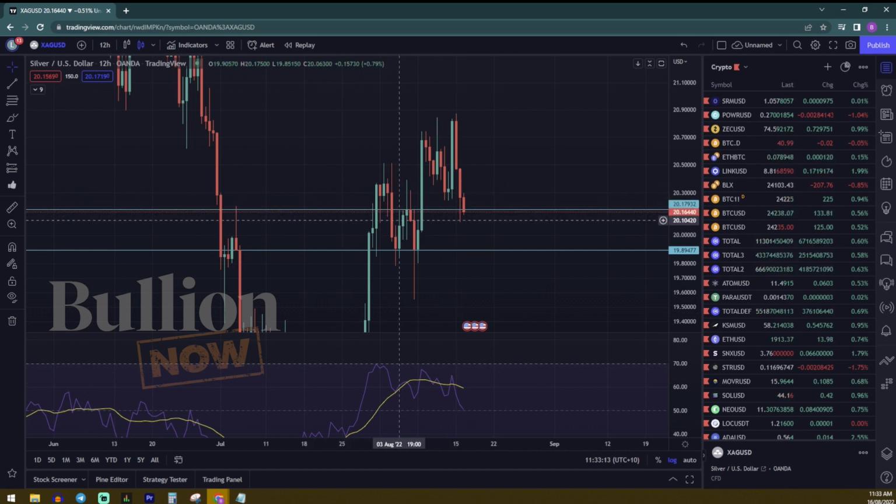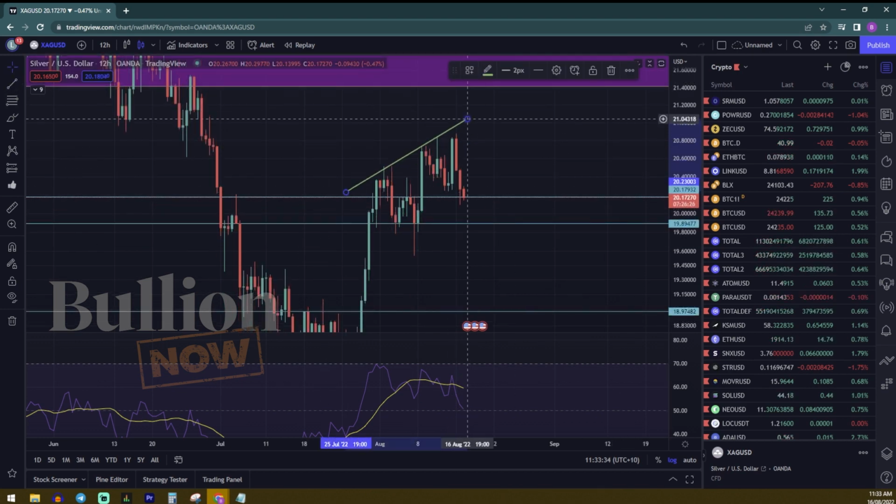So if we look at some horizontal levels here, just in the last 10 minutes or so, we can see that this level here at $20.16 has broken. Potentially going to come back up to hold that level. However, if we don't hold that level, we're looking down at $19.90.